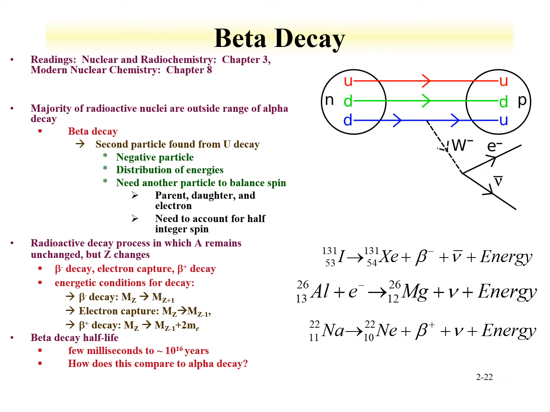The readings for Lecture 5 are Chapter 3 from Nuclear Radiochemistry and Chapter 8 from Modern Nuclear Chemistry. This chapter is going to cover the neutrino hypothesis. We're going to talk about spectral shape and what information can be derived from that. We're going to introduce something called Curie plots, which is a way of evaluating data to understand what sort of transitions occur. We're going to talk about equations that are used to derive the beta decay rate constants.